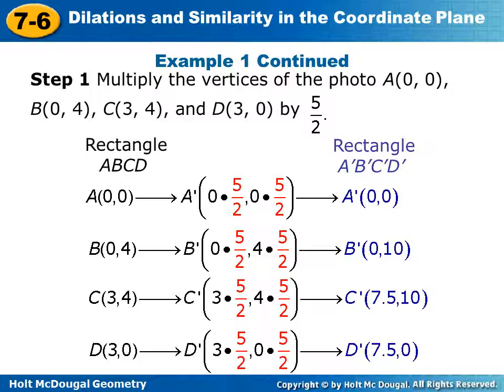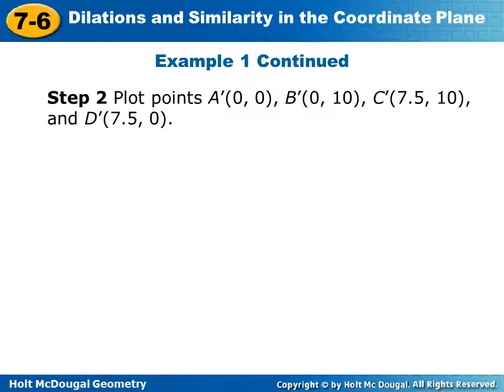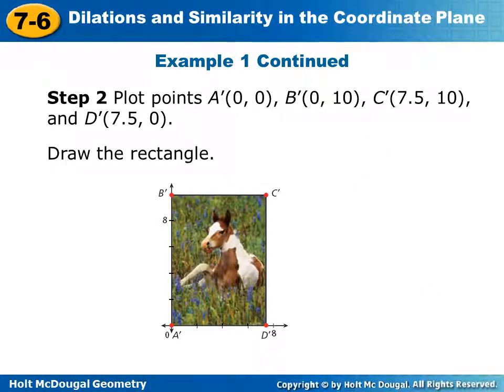So we have A prime, B prime, C prime, and D prime. Now we can plot those to find our new rectangle here. So we had the original rectangle on the previous page, and now we have our new rectangle with the horse. And it's now going from 0 to 7.5 and 0 to 10.